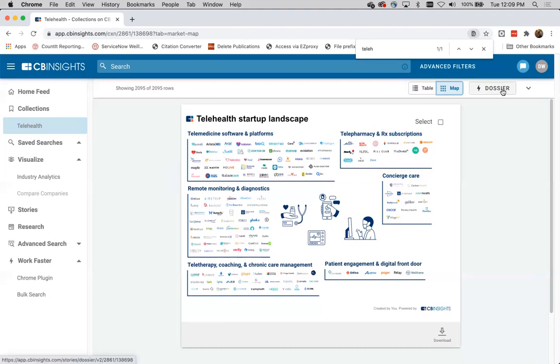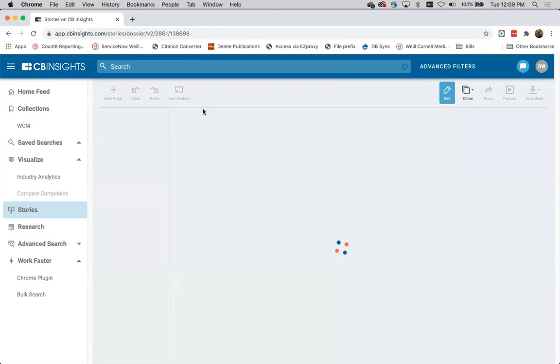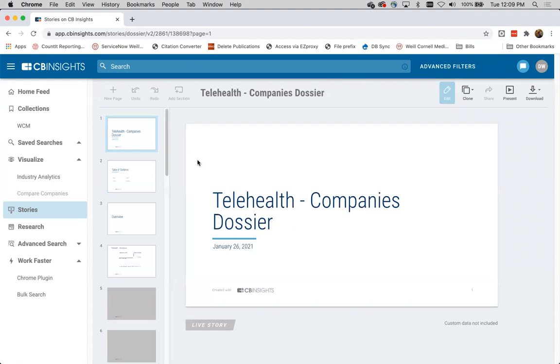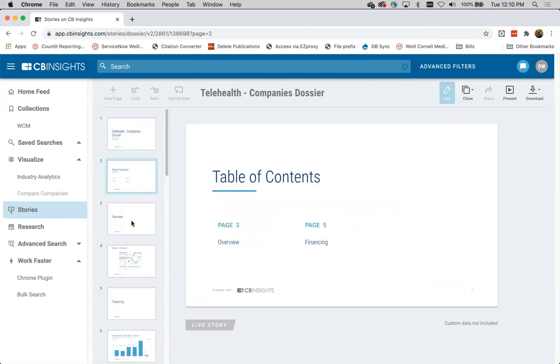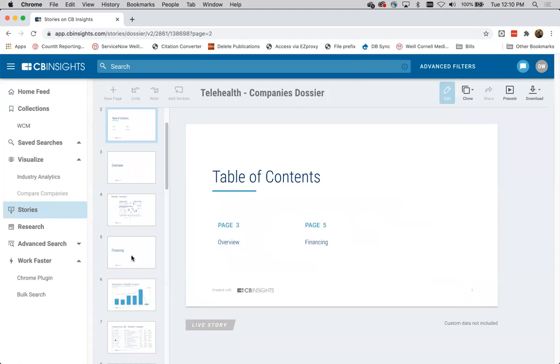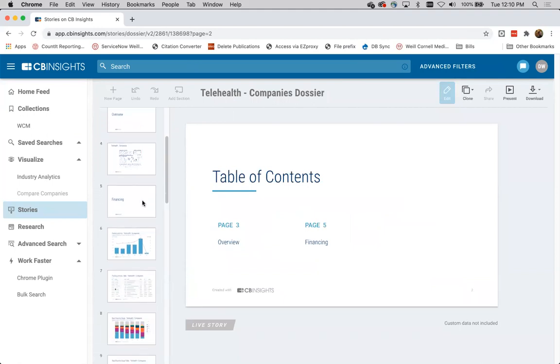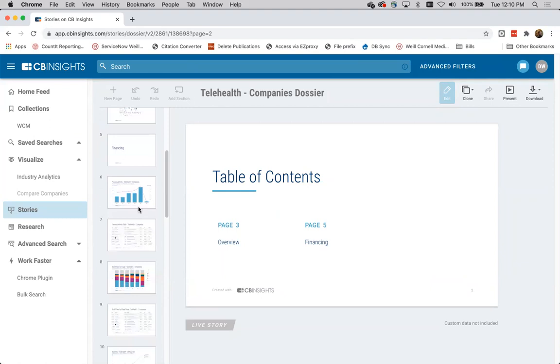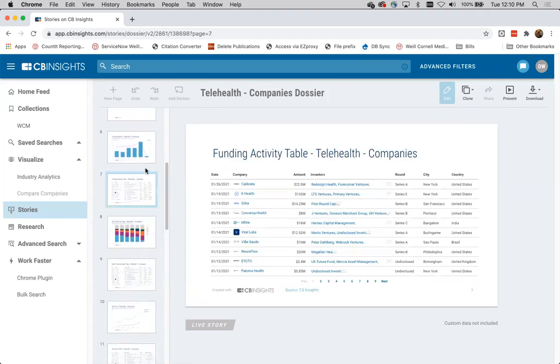Another way to view this information is through this dossier button, which is kind of the most powerful tool that CB Insights has. The dossier button essentially generates a presentation style slide deck based on the companies that are in that collection. So if you ever wanted to get a very broad, quick look at a bunch of companies that are in the same kind of space, you can do that with the dossier button. It's being very slow to respond here.